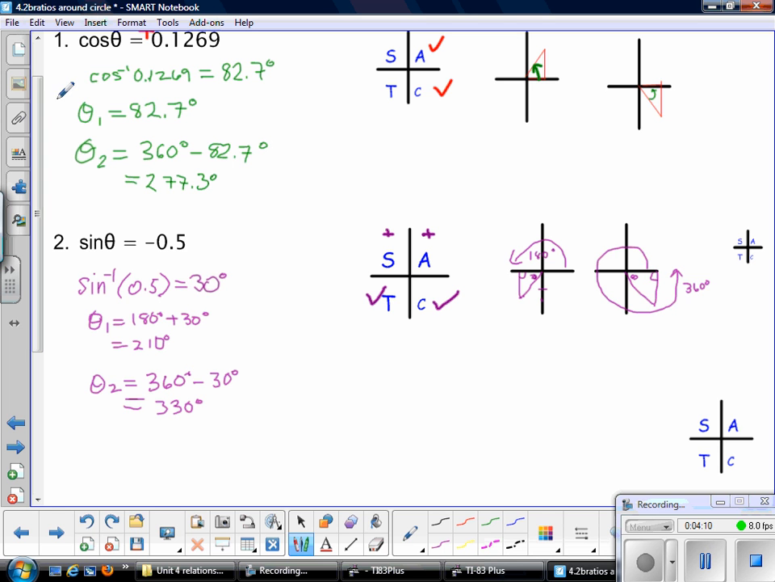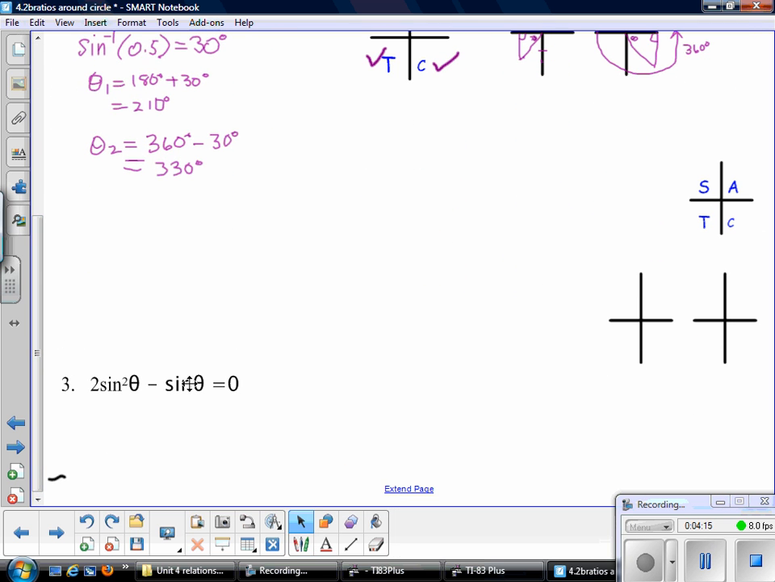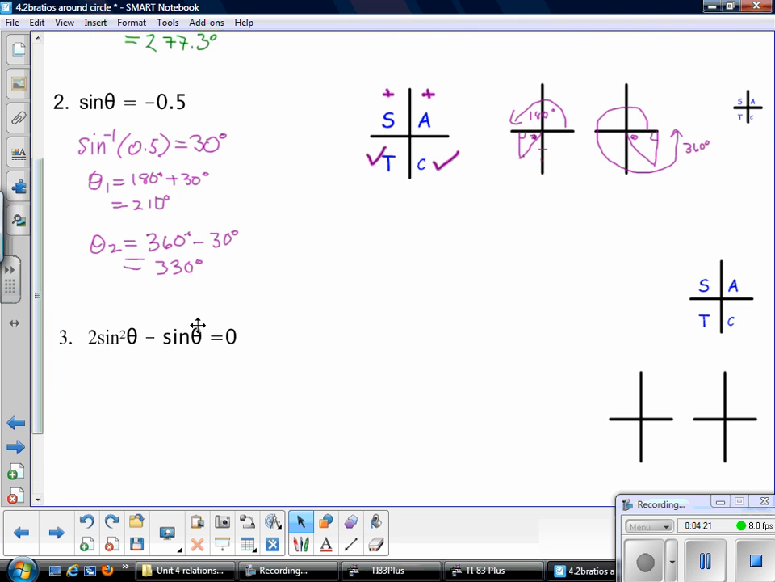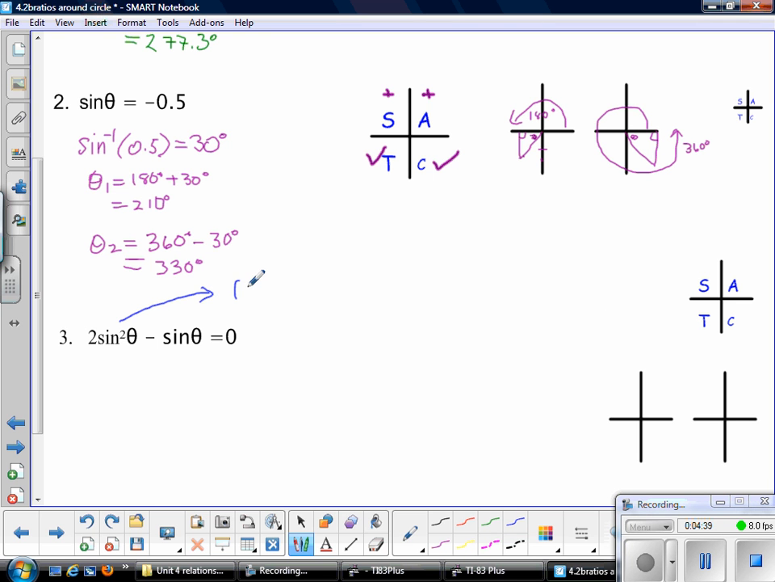Now I have one more question for us to look at, and this one is a little bit different, and you'll see why it's different. It says 2 sine squared theta minus sine theta equals 0. Now we've talked about the squared thing before. Remember that was the same as sine theta and then square it. So this sine squared theta just means sine theta and all of it squared. It's just a short form that we write like this.